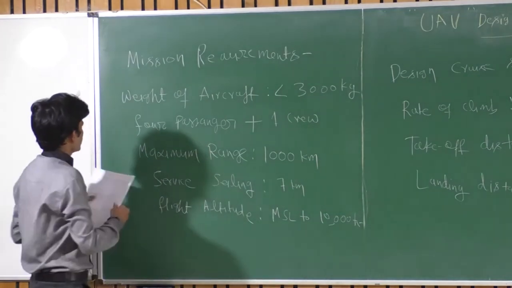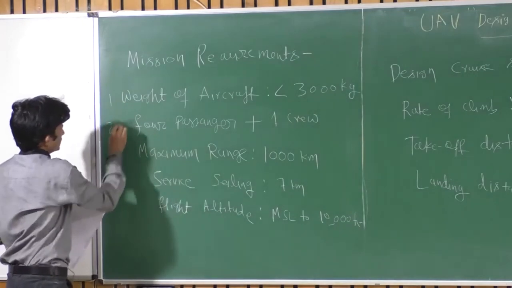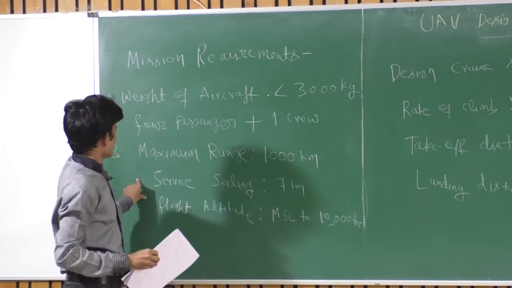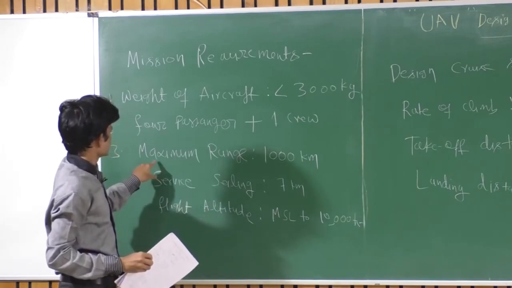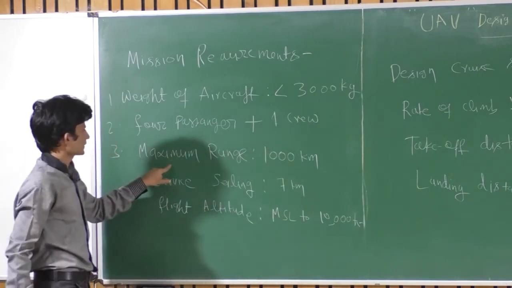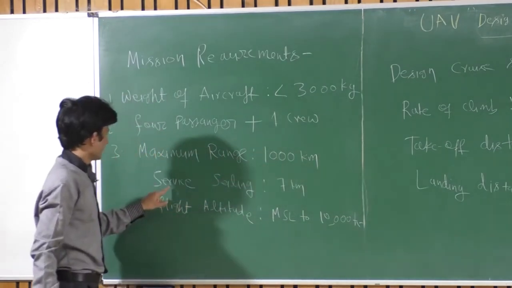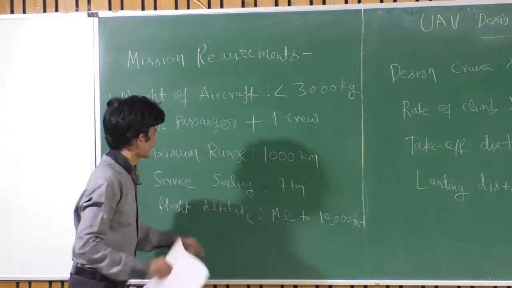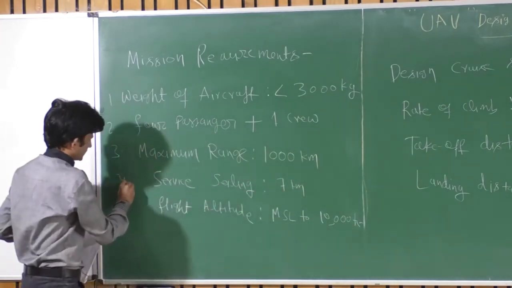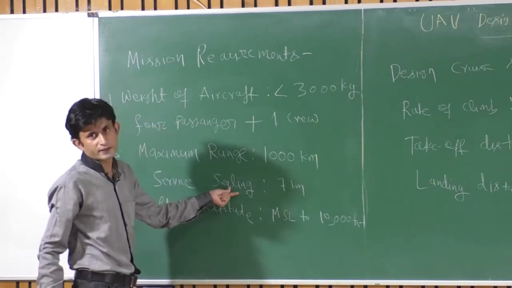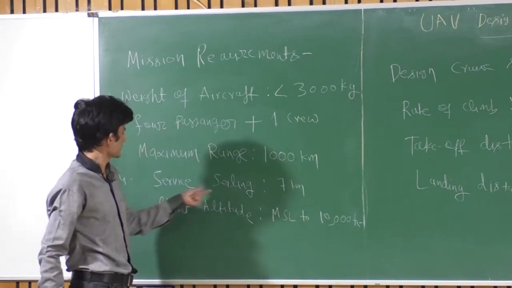The third requirement is the maximum range. Our aircraft should cover a 1000 kilometer range at least, and the service ceiling should be 7 kilometers. This is nothing but the maximum altitude at which the aircraft can fly. This is the service ceiling.